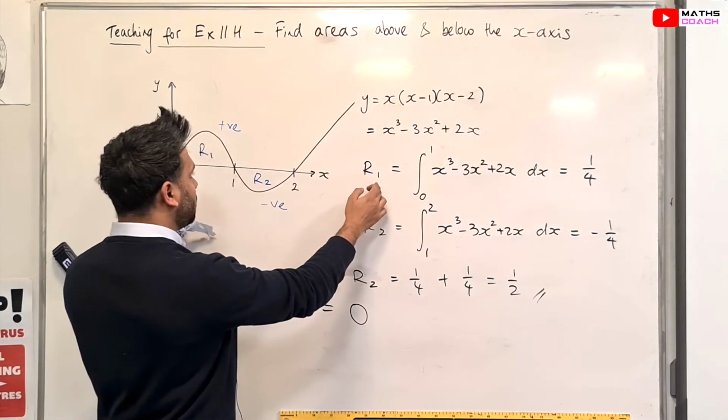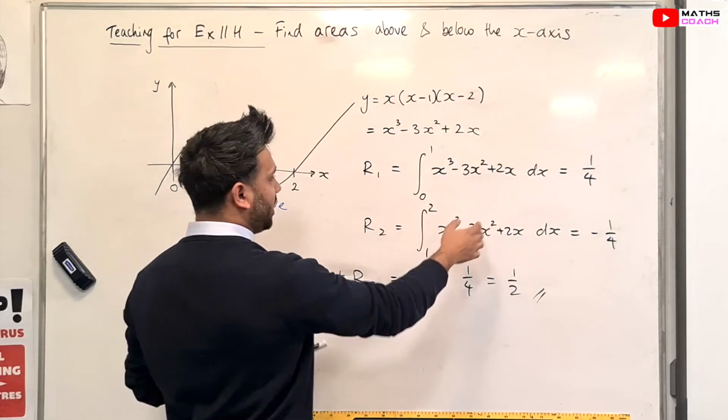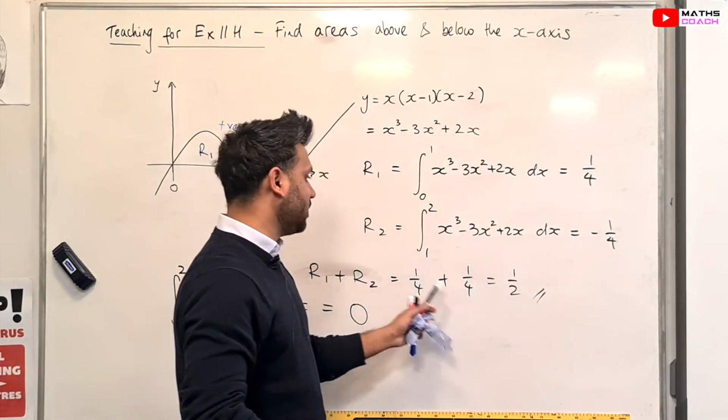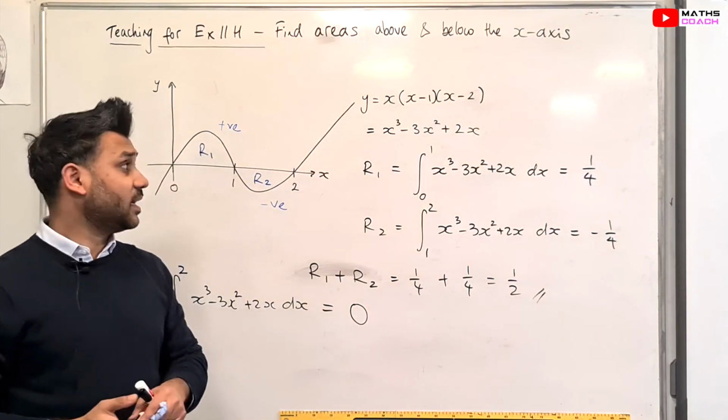So if we work out region 1 from 0 to 1, and then do 1 to 2, and then when you get a negative area, just turn it positive and add them all up, and you have your total area between the curve and the x-axis.